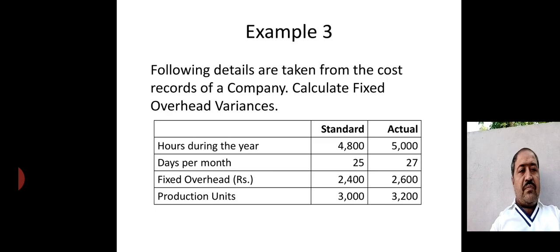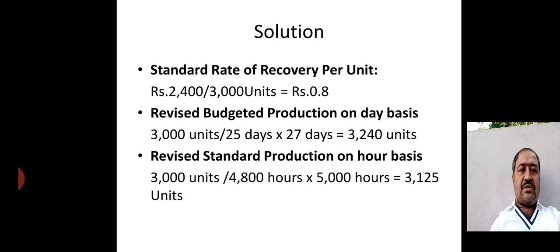So before calculation we are required to make some calculation, and that calculations are this. So first, standard recovery rate. You know that there are two kinds of rate, on the basis of hours and on the basis of units. So here first we calculate on the basis of unit. So 2400 rupees total expenses and 3000 units is budgeted production. So 0.8 is standard recovery rate.